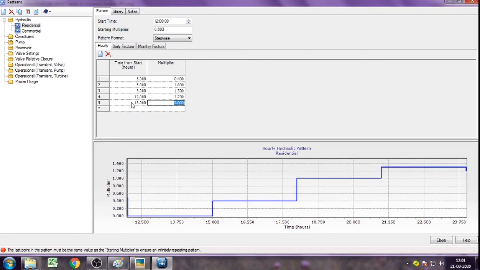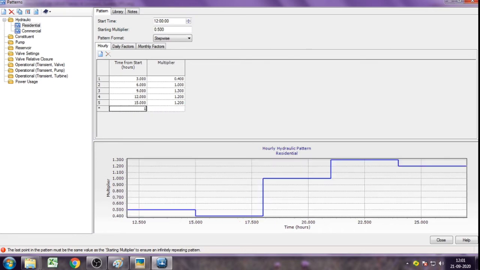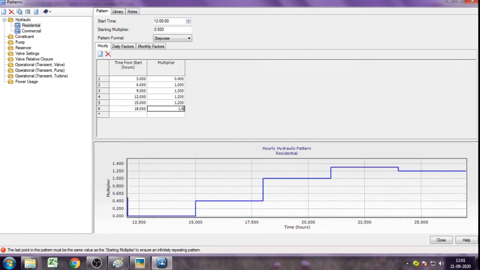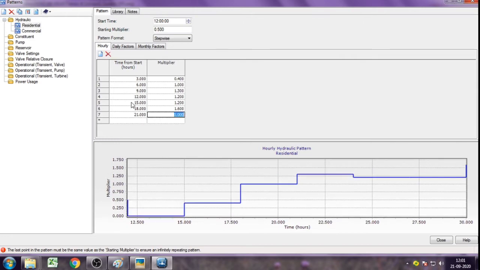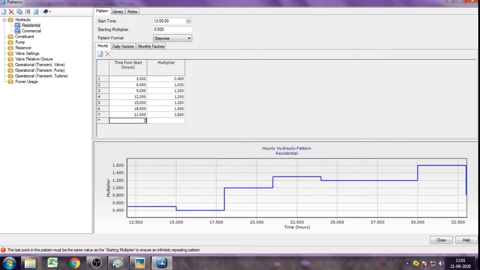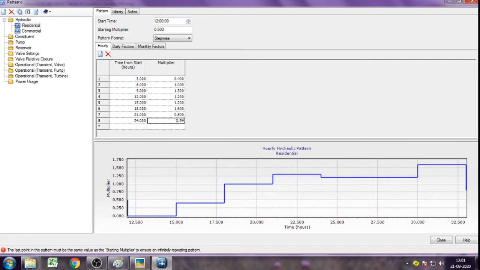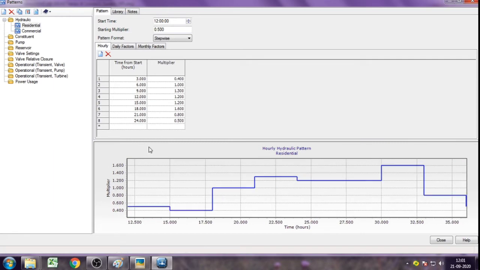Now 15 hours, 1.2, 18 hours, 1.6, 21 hours, 0.8, 24 hours, 0.5. Okay, so you must have noticed that as we completed this table, this graph has automatically been plotted between the multiplier and the time. So you can see here that during the morning hours the water demand was more. Okay, it increased to here.